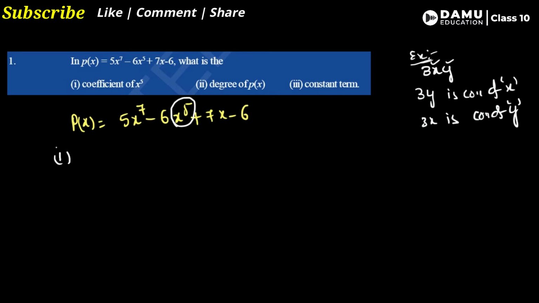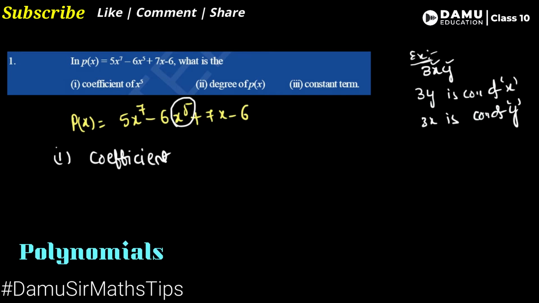So first one, coefficient of x power 5 will be equal to minus 6. If it is a plus, we are going to neglect it, but if it is minus, we have to care about that also. Second one, degree of P of x.